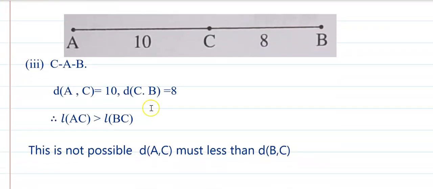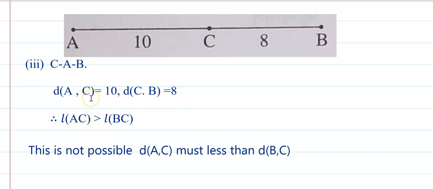And what about the third? In the third case, suppose that point A is in between B and C. Then BC will be the largest distance. BC एक असं होणार, largest distance असणार आहे आणि AC कसं असणार आहे? BC पेक्षा लहान असणार आहे. Now here we have that AC is equal to 10 and BC is equal to 8, and this will be not possible.